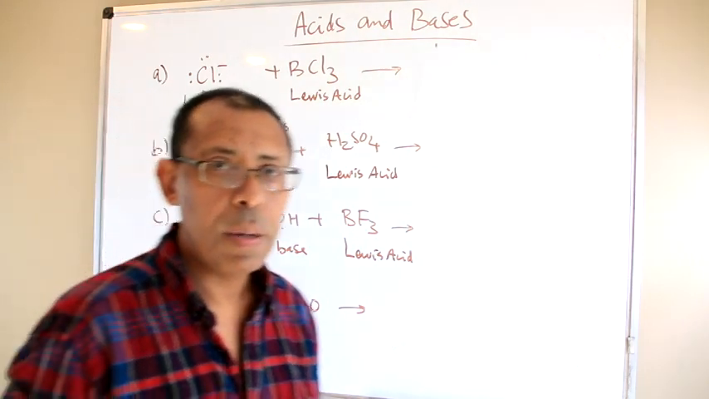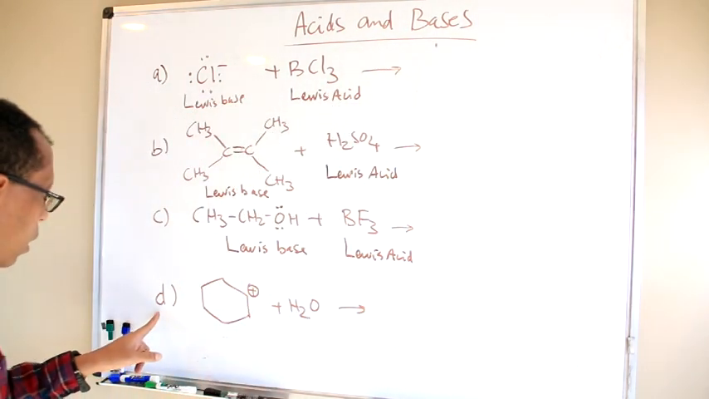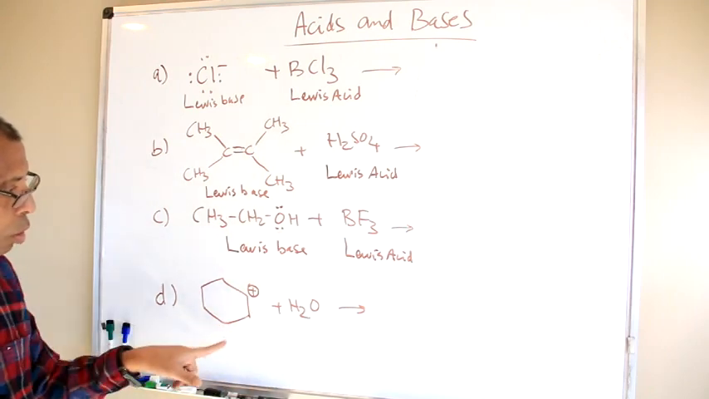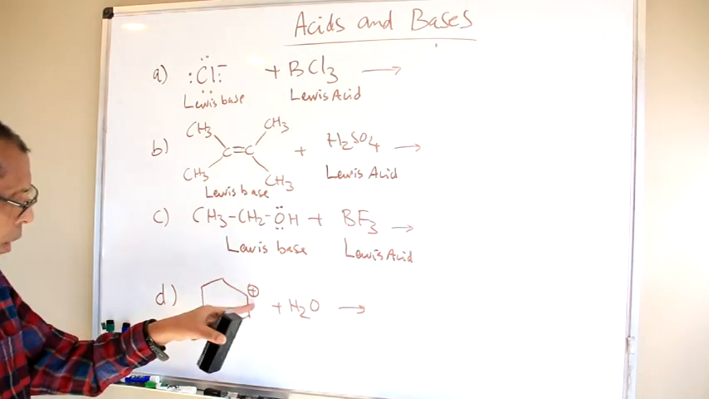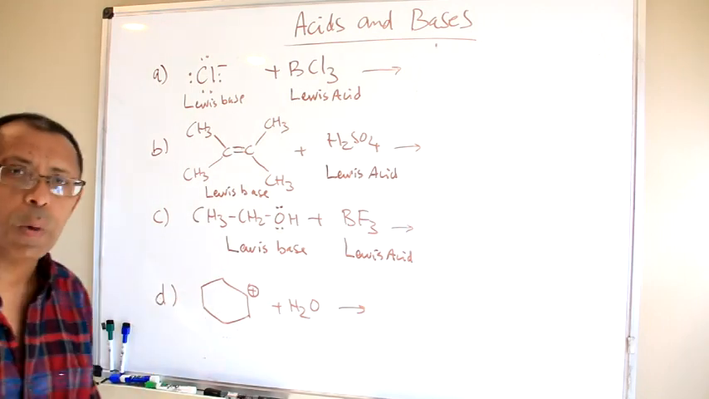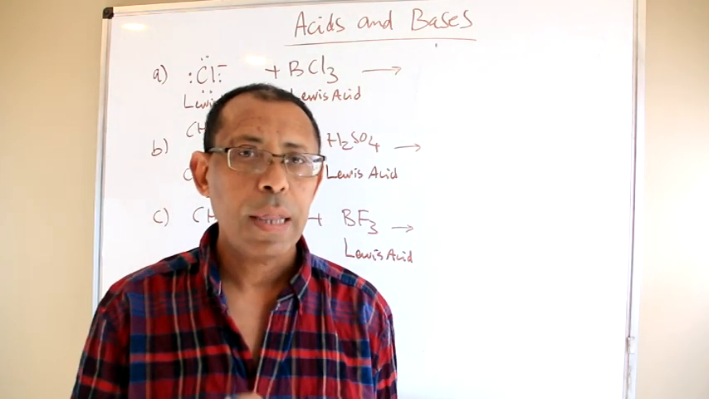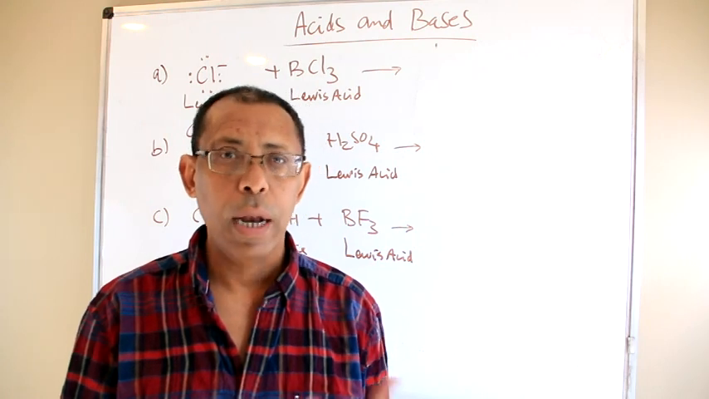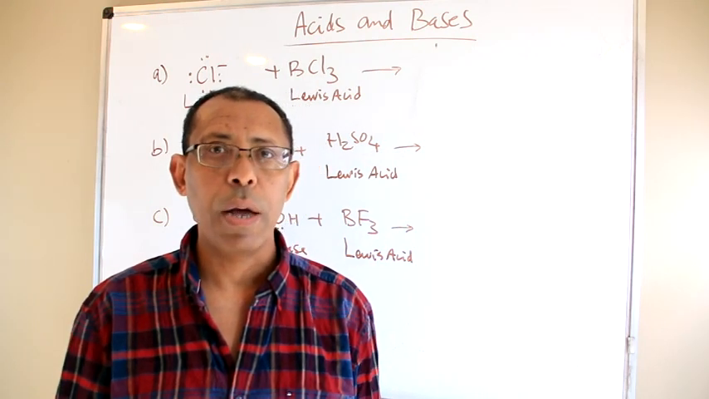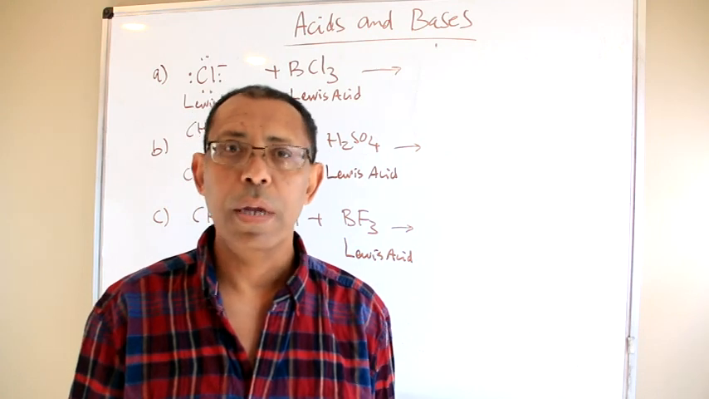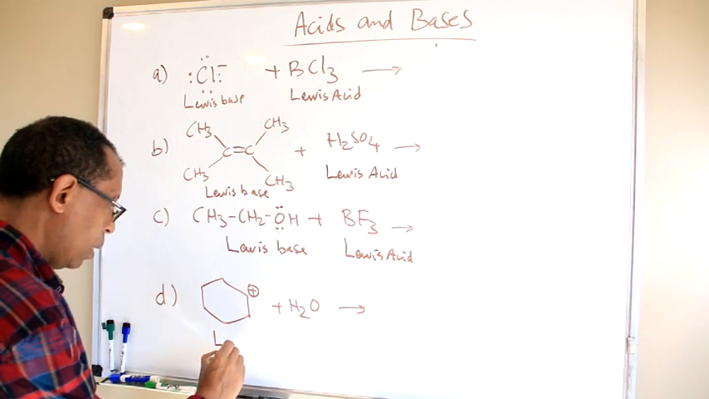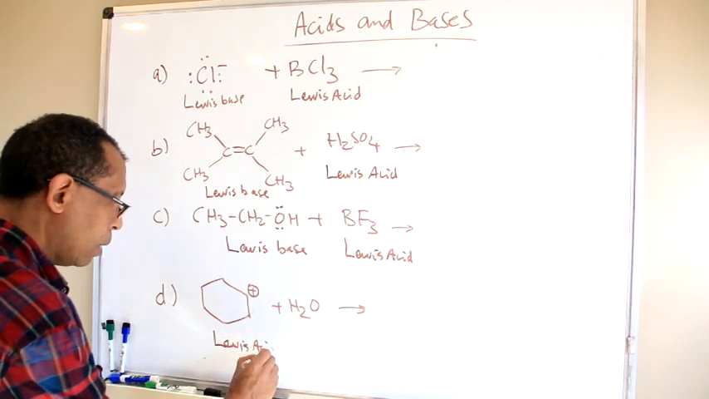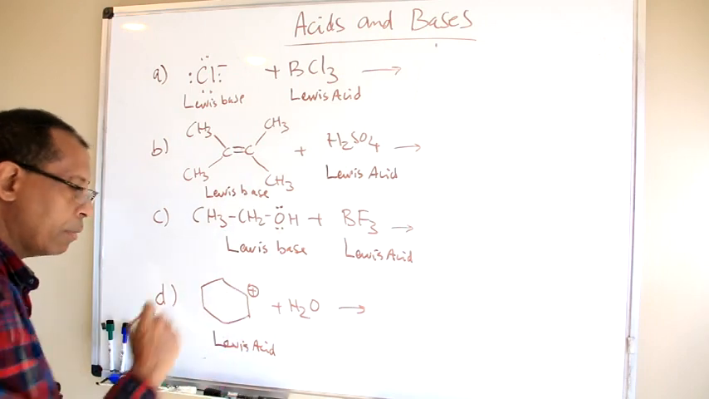How about in the reaction shown in D? If somebody gave you this species and asked you to identify which one is a Lewis acid and which is a Lewis base, you look for a cation here. A cation means an electron-deficient carbon. That carbon right there has lost electrons, so it doesn't have electrons. It's a positively charged species. Obviously, that is the Lewis acid. So this is a Lewis acid because of the lost electrons. This is a Lewis acid because of the positive charge.